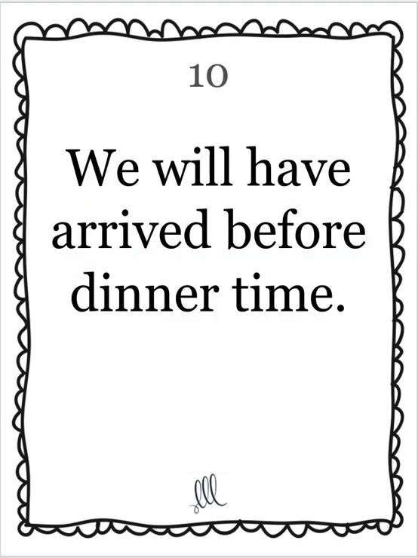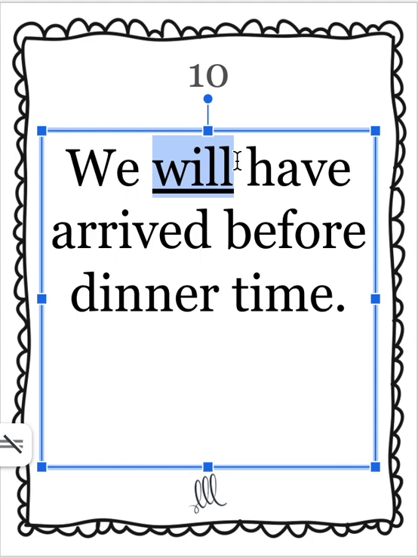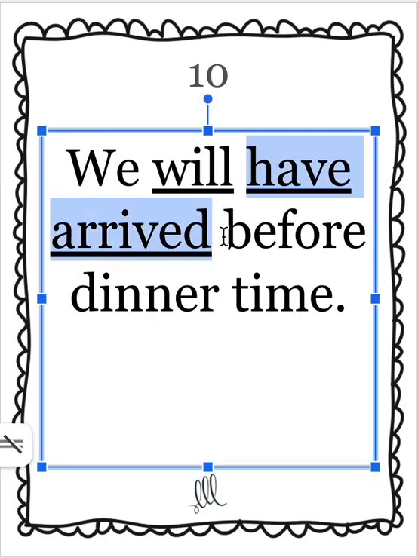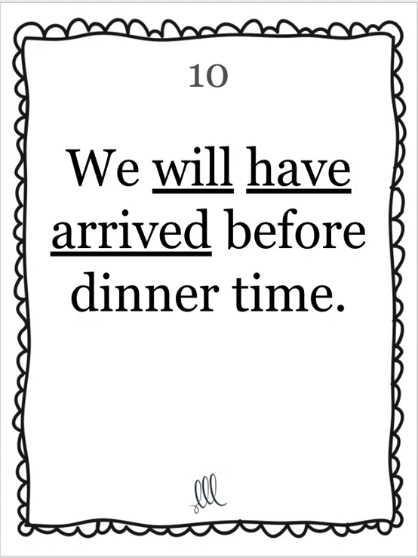Okay, numéro 10. We will have arrived before dinner time. We will have arrived. So we see the word will, that tells us we're in the future already. But it's not "we will arrive"; that would have just been the futur simple. But you see how now I have a past participle involved? This means I'm talking about something in the future, like tomorrow, but it's something that will have happened in the past once we get to the future. By the time dinner time comes around tomorrow, we will have arrived.